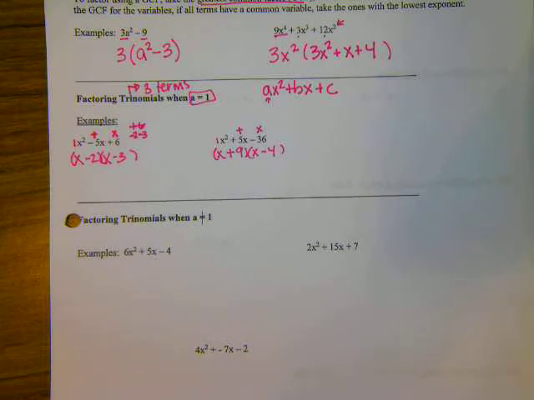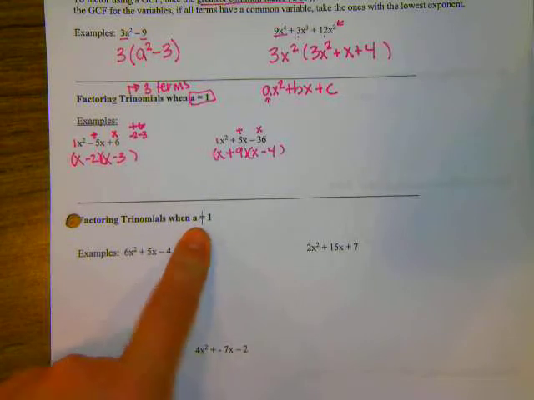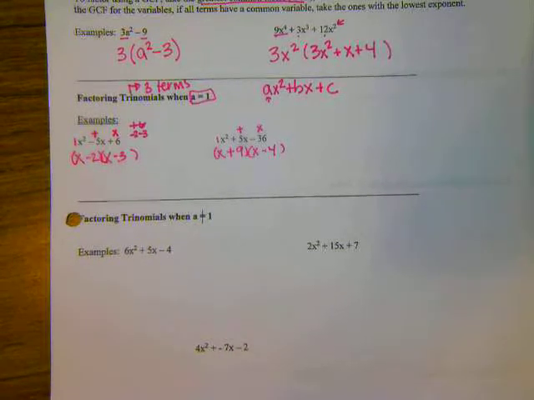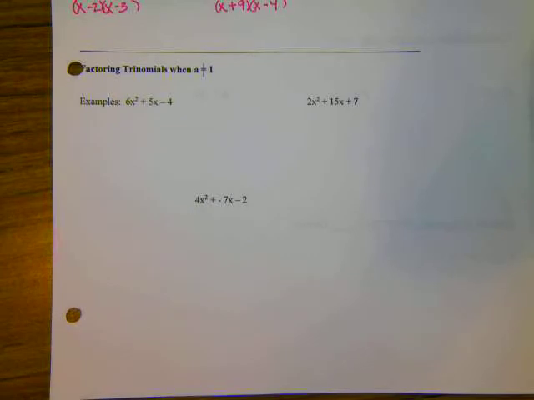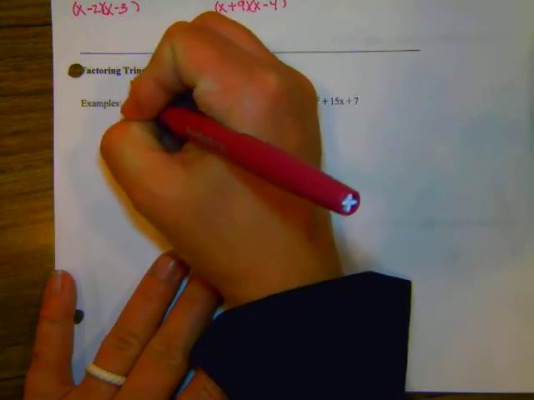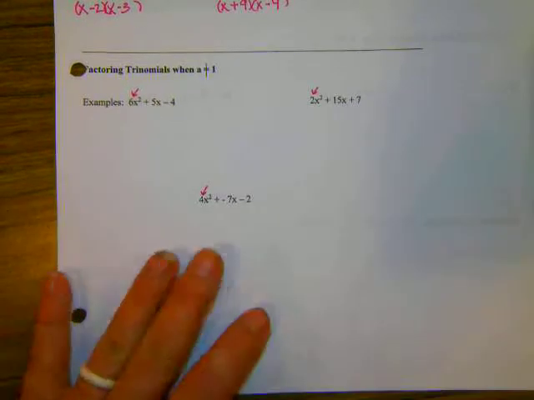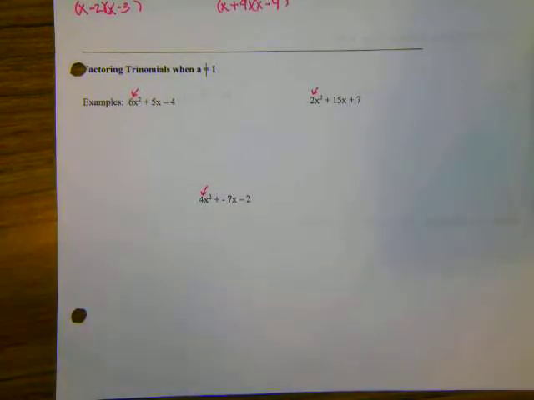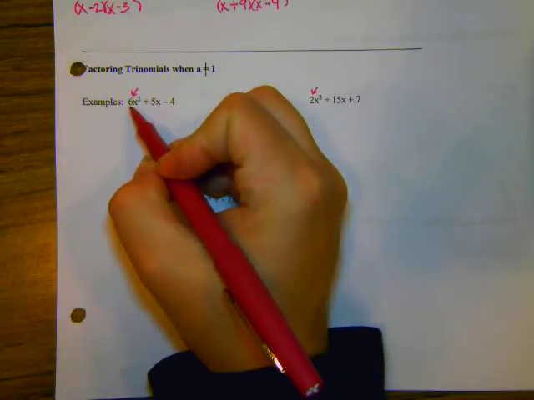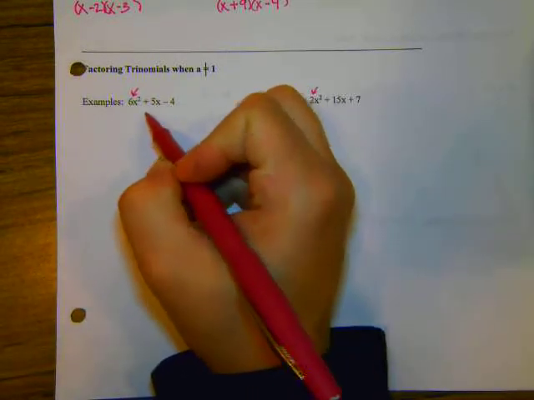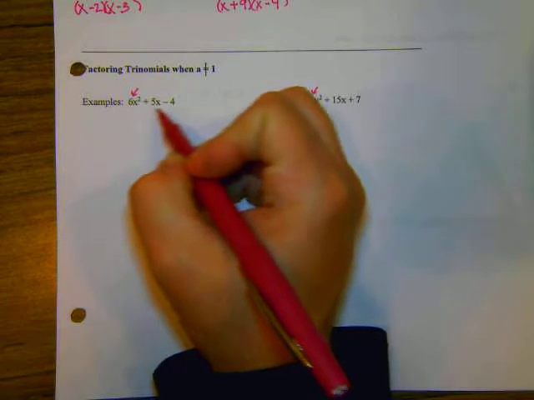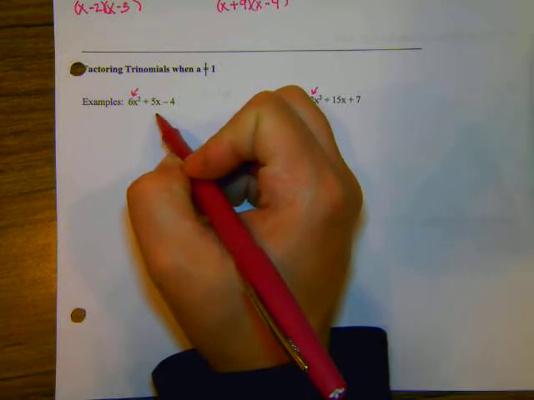Now let's talk about when a isn't 1. If you take a look here, we're talking about a being, again, the first number in the problem. So this, and this. When a isn't 1, the first thing you want to check for is a GCF. So let's look at these numbers. 6, 5, 4. There's no number other than 1 that'll go into those, so there is no GCF.